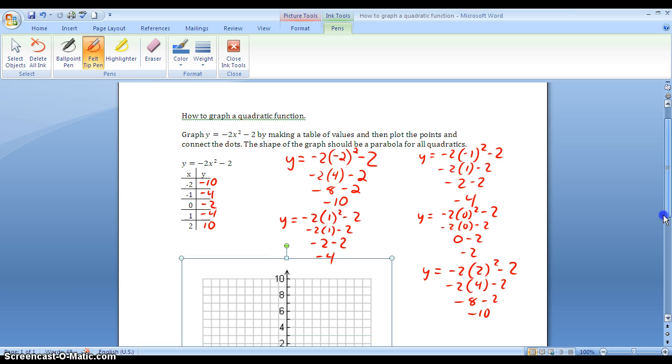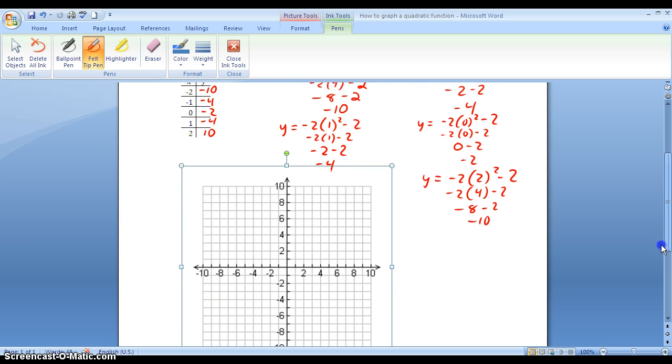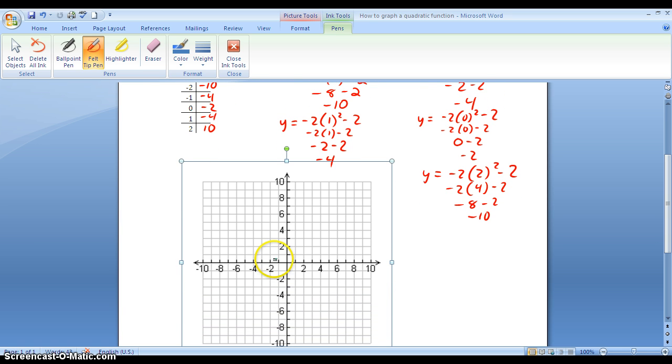So now when I go to plot these points on my graph, I have minus 2 as my x value, my y value is minus 10. And I have minus 1 as my x value, and my y value is minus 4. Another point there. I have 0 as my x value, and minus 2 is my y value. I have 1 and minus 4. X is 1, y is minus 4. And I have 2 and minus 10. X is 2, y is minus 10.